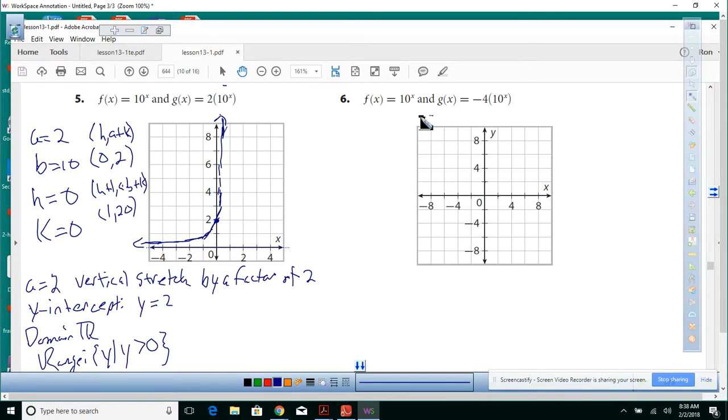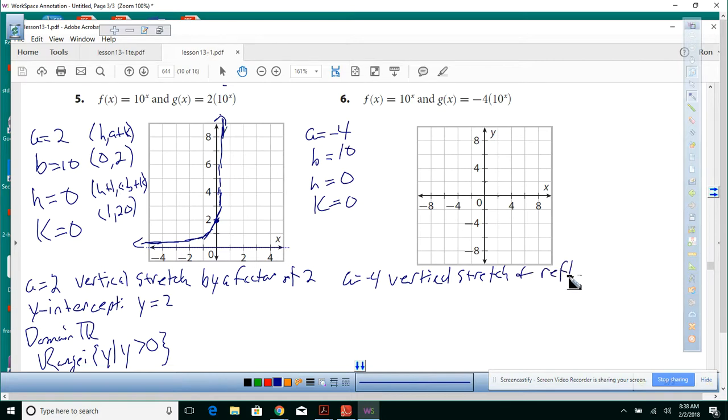Not bad. Let's take a look at number 6. A is -4, B is 10, H is 0, K is 0. All right, so A is -4, so A equals -4. We're going to have a vertical stretch and reflect over the x-axis.